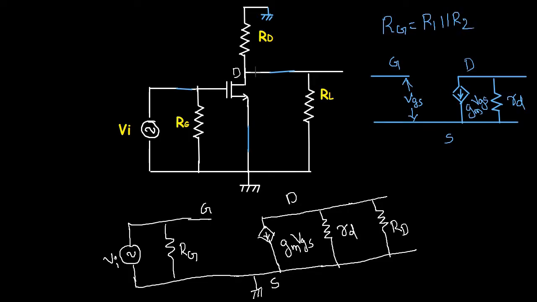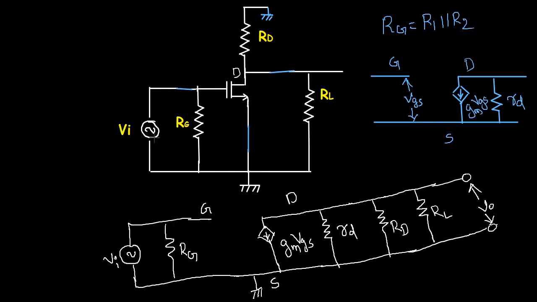Then the output side, that is RL, the load resistance. The load resistance is connected in between the drain and the ground, or drain and the source. So we can also draw the load resistance RL. So this is the small signal model of our common source amplifier. Drawing the small signal model is very simple.